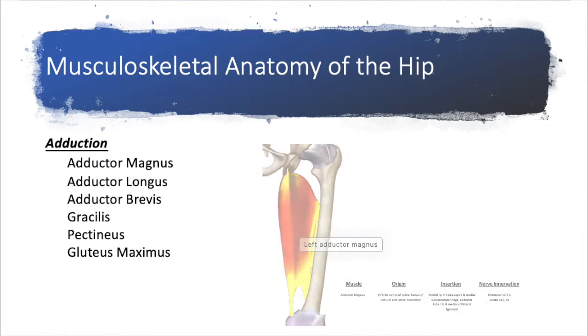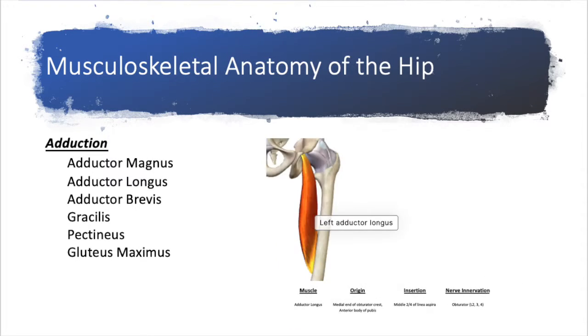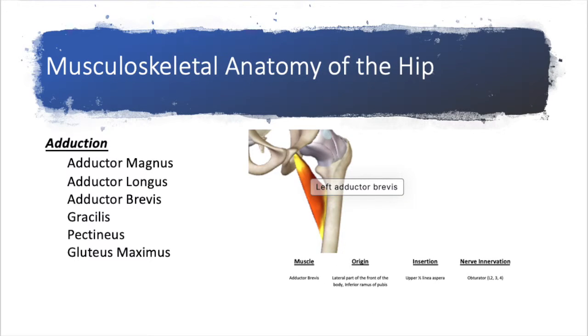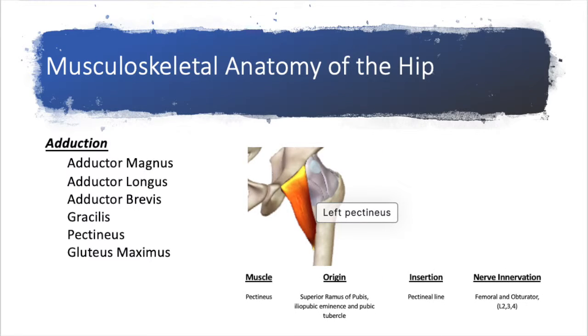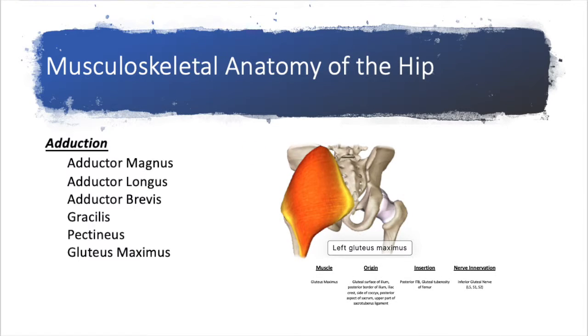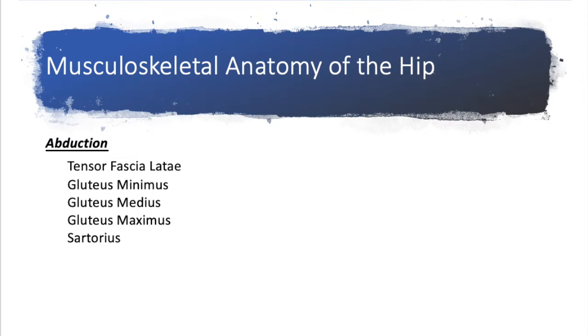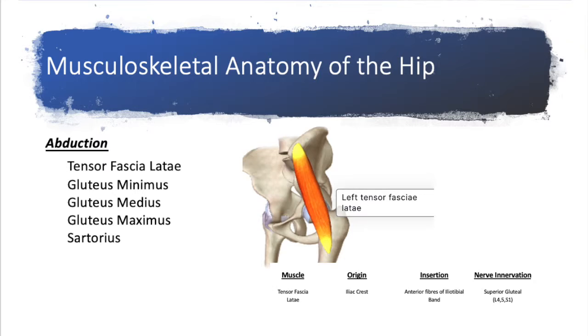During adduction, adductor magnus, adductor longus, which originates at the obturator crest and the anterior body of the pubis and inserts at the linea aspera. Adductor brevis, which originates at the lateral part of the front of the body and the inferior ramus of the pubis and inserts at the linea aspera. Gracilis, which originates at the inferior ramus and the ramus of the ischium and inserts at pes anserine. And pectineus, which originates at superior ramus of the pubis and inserts at the pectineal line. And gluteus maximus. During abduction, tensor fascia latae is involved.